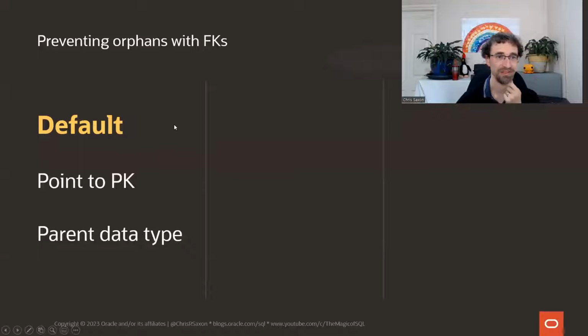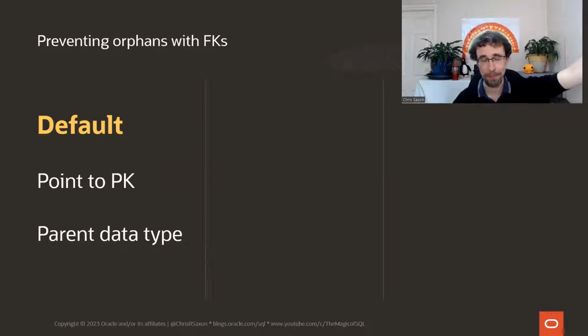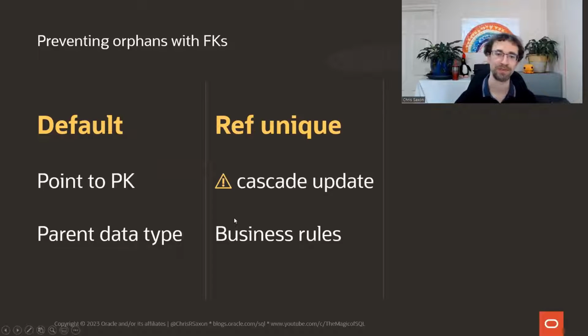So to recap on that, when you create a foreign key, by default, it'll point to the primary key if you list no columns. If you want to change that, you have to actually list out the columns explicitly. And you can omit the data type if you do it when defining the column, and it will inherit the data type of the primary key or unique constraint.